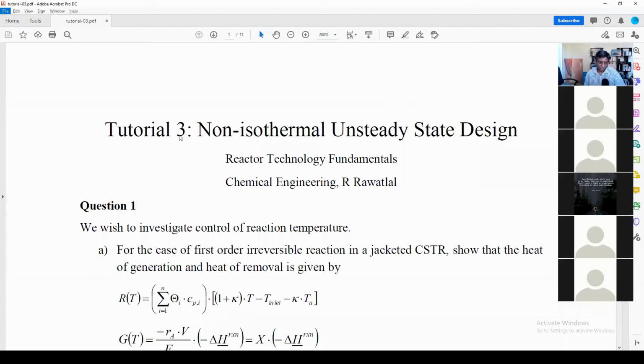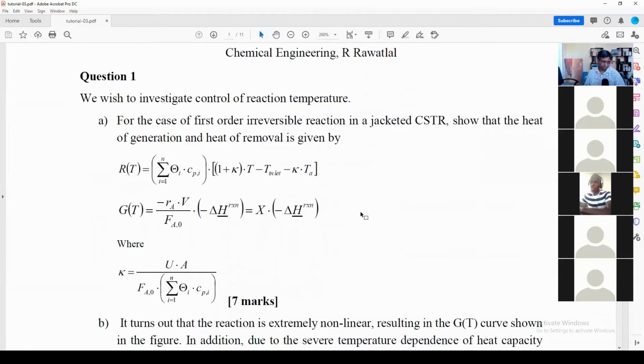Okay, so here we go, tutorial 3, non-isothermal unsteady state design. And so in question 1, part A is just the derivation, which you can read, of course, from the notes, right? But I just want to sketch this CSTR so that we can get the labels right and just understand the physical meaning of all these things.